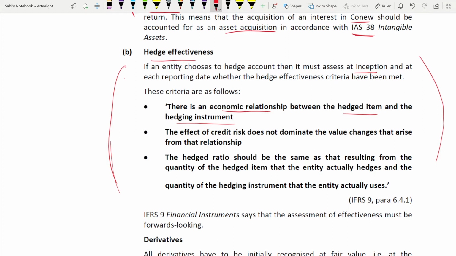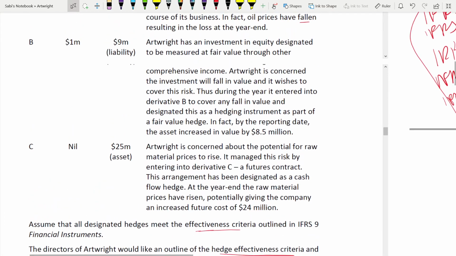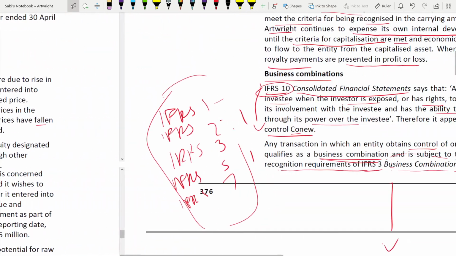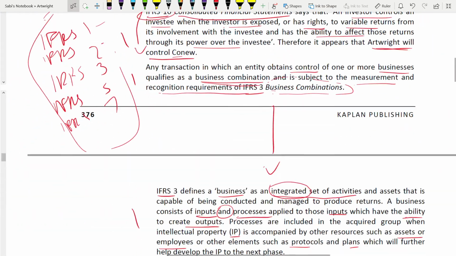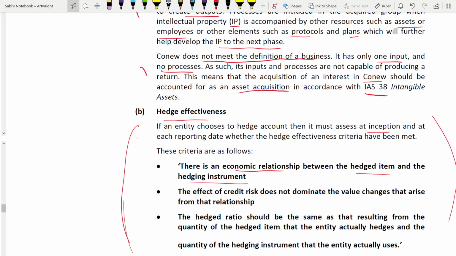So in this case, what is the hedged item? If you see the derivative example, oil. Oil is the hedged item, and the hedging instrument is that future contract or forward contract. Let me see, what is it? I think it's a future contract. Yes, it's a future contract, and the hedged item is the oil. There should be some relationship between that forward contract and that oil. If it is there, yes, you can say hedge effectiveness. That means your hedge is effective. You can effectively hedge. That is the meaning of hedge effectiveness.